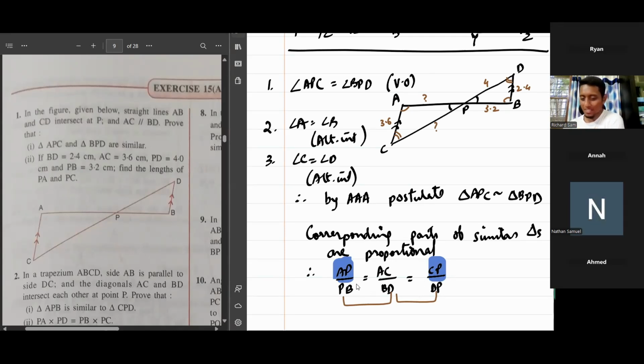How much is AP? 4.8. AP is 4.8. And CP? 6. Okay, do you understand how to do it? Does anyone have any doubt?